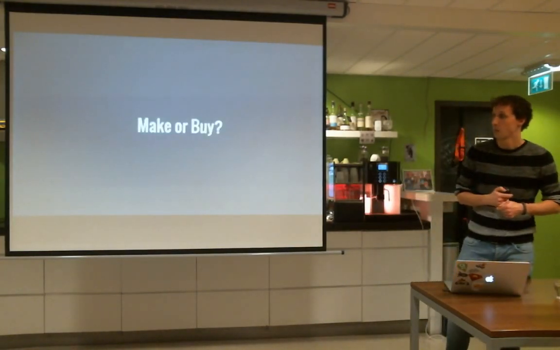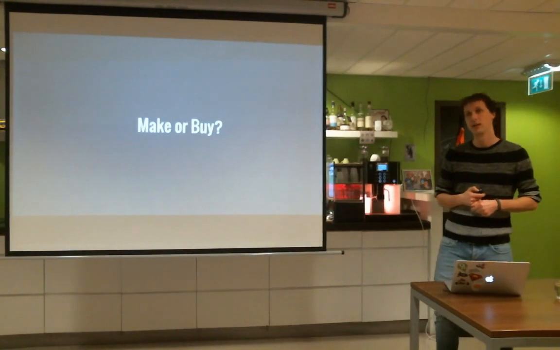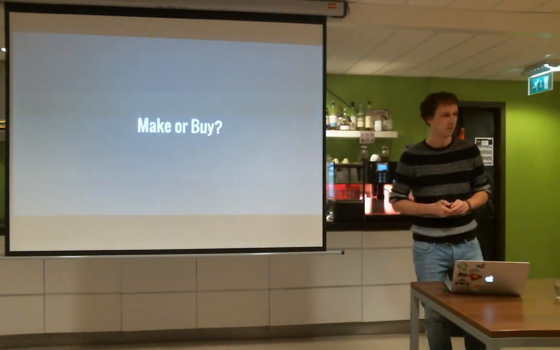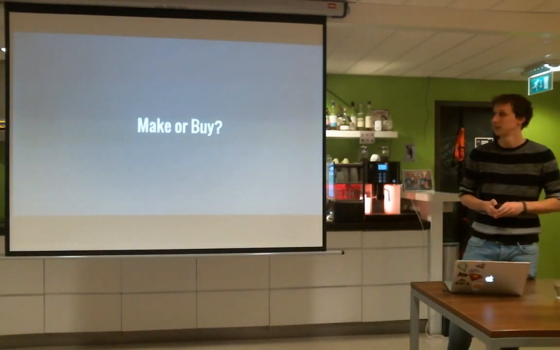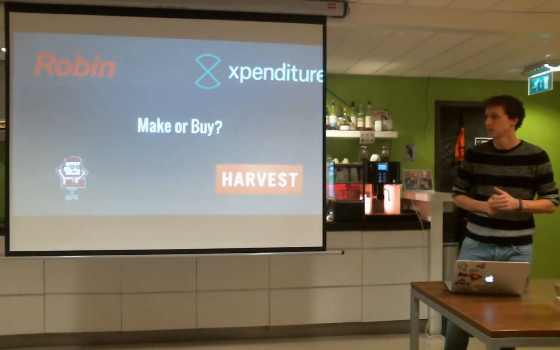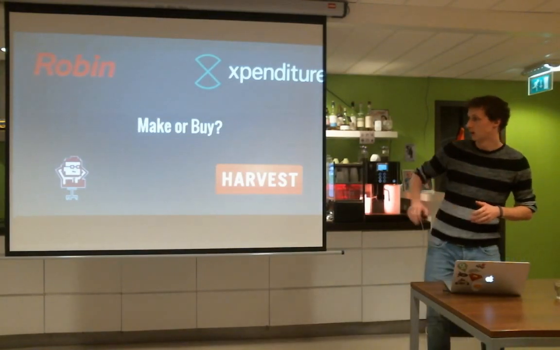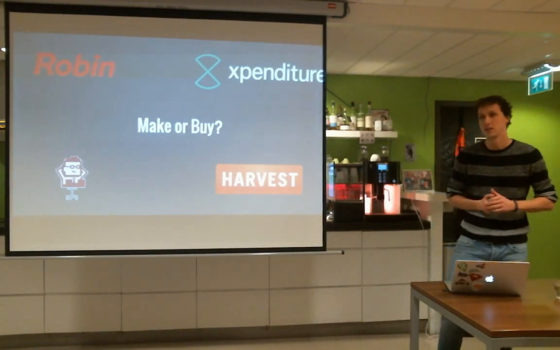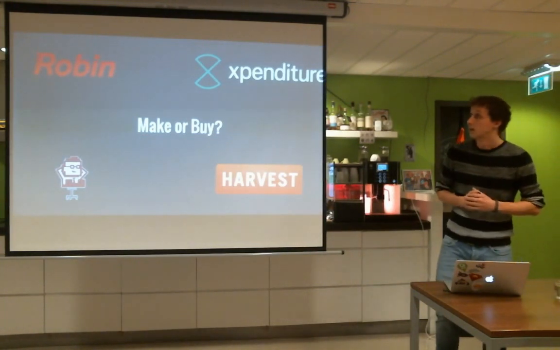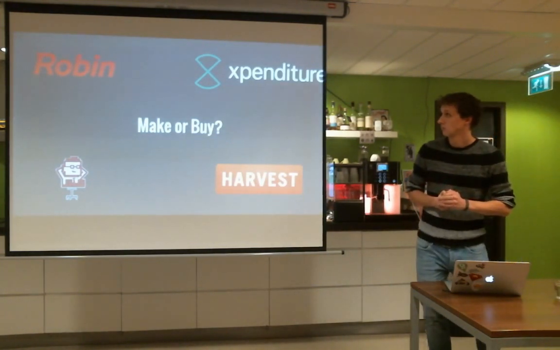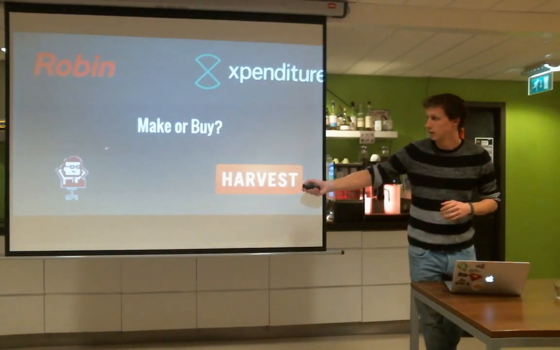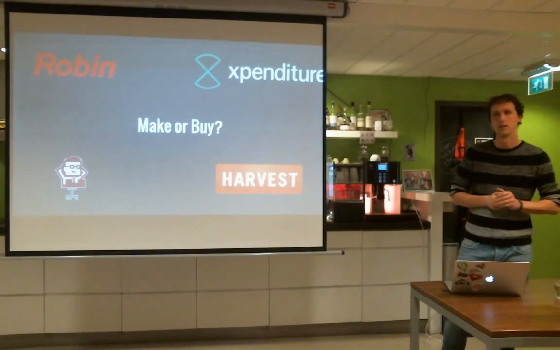And recently we discovered that we don't have to buy them all, or make them all, so we can buy some. And we bought Robin for the meeting rooms, Harvest, so we can write our hours, and Expensify to do our declarations.